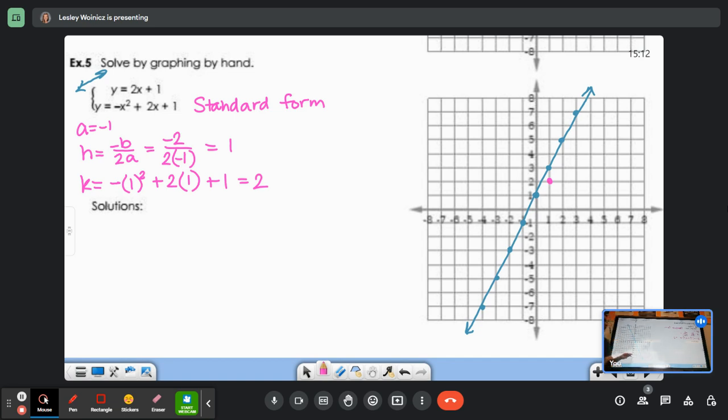And you told me that it opens down. So let's use the pattern. 1, 1, 2, 4, 3, 9. And these are going to be down because our A is negative 1.